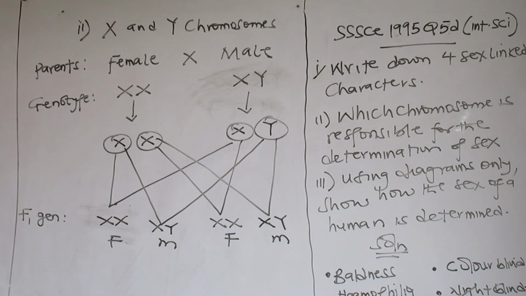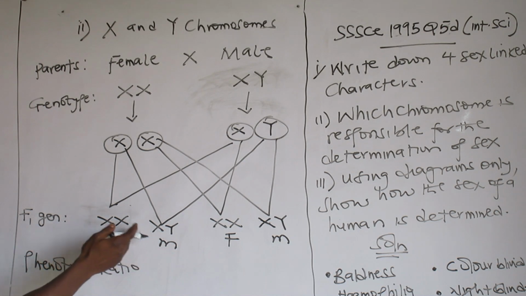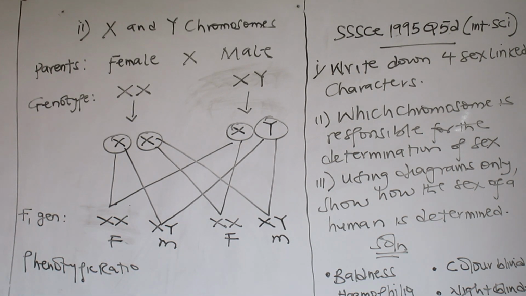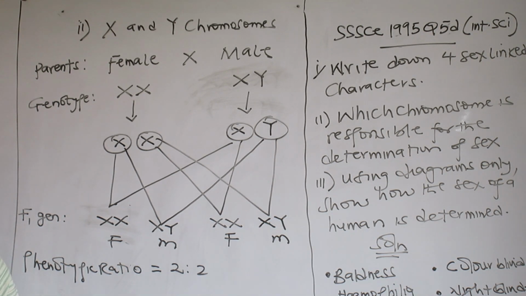phenotypic ratio. It means in terms of phenotype, what do you see? Then we have what we call genotypic ratio. In terms of genotype, what do you see, right? So when you pick phenotypic ratio, that is looking at the phenotype, right? You have 25% each, okay? 25, that's 100, so 1:1:1:1, that's 4. So you have what we call 50% male, 50% female. Those are the chances. So phenotypic ratio is 2:2. You see that? We have 2 male, 2 female, that's phenotype. What you see, male, female.